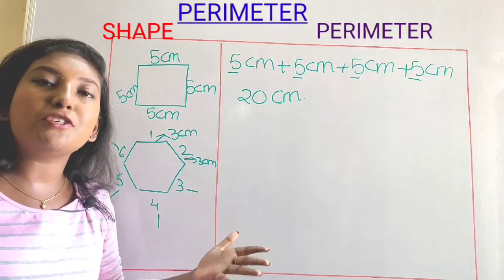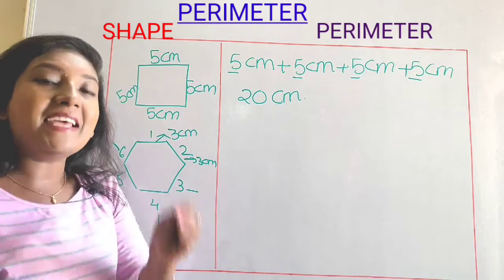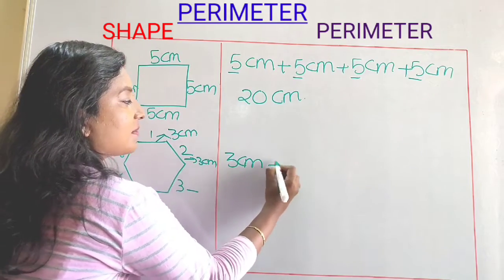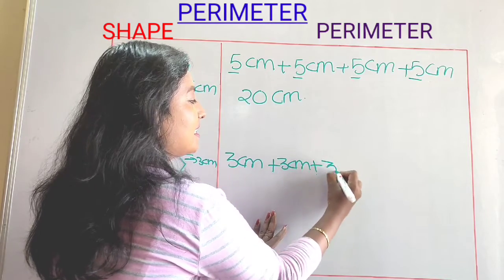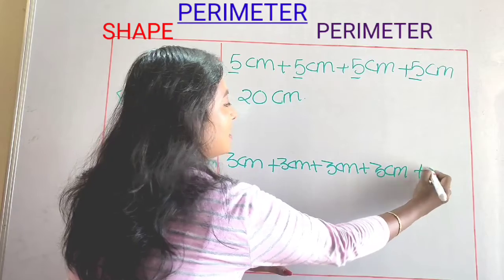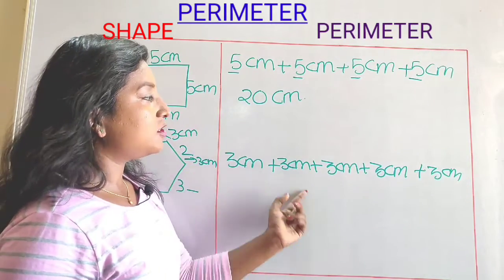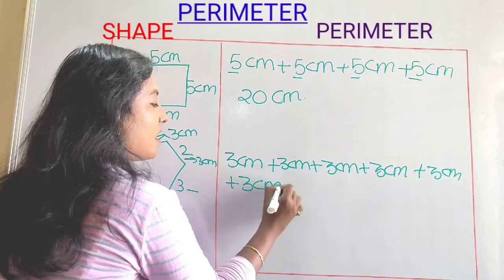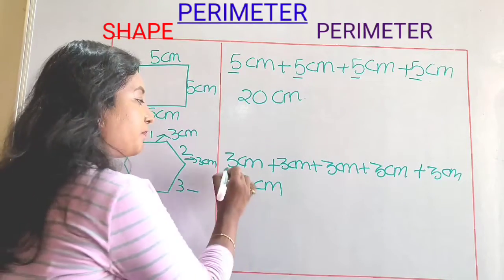Now what we are going to do in order to find the perimeter is just write all the lengths of all the sides. So let's start writing 3 centimeters plus 3 centimeters plus 3 centimeters plus 3 centimeters plus 3 centimeters. So how many sides have we written? 1, 2, 3, 4, 5. Still we have to write one more side, plus 3 centimeters. Now we have written all the sides here and let's start adding it.